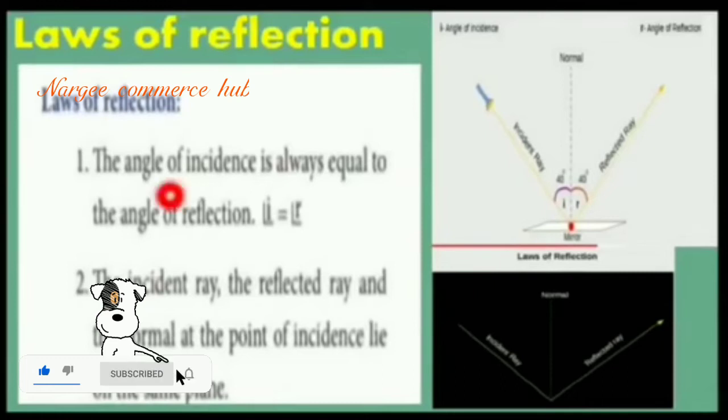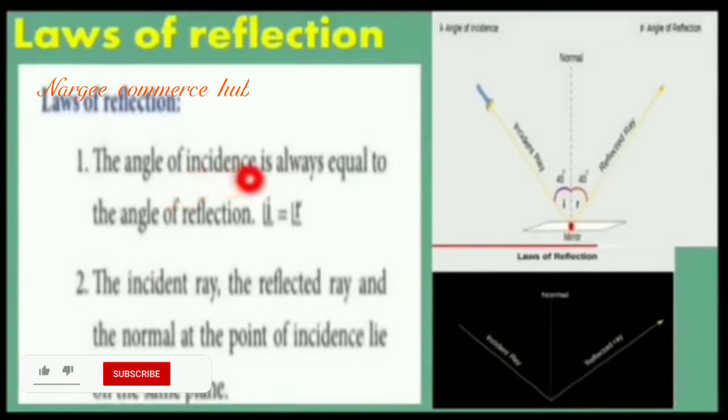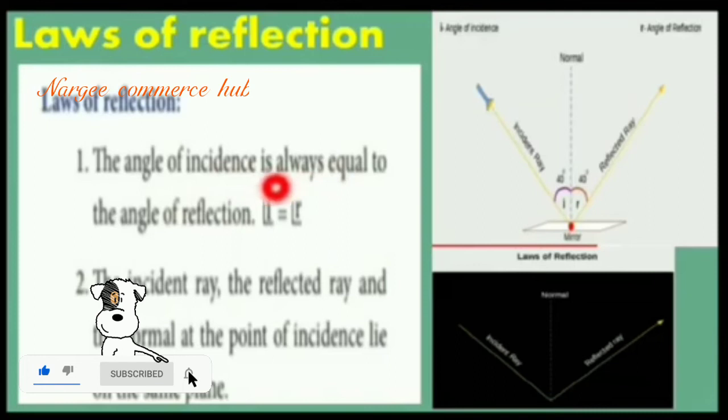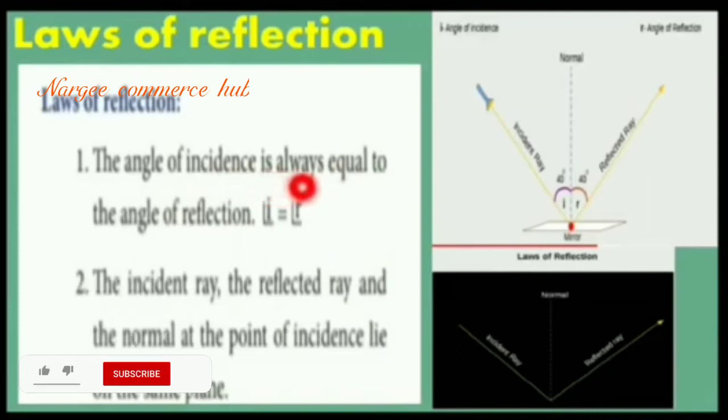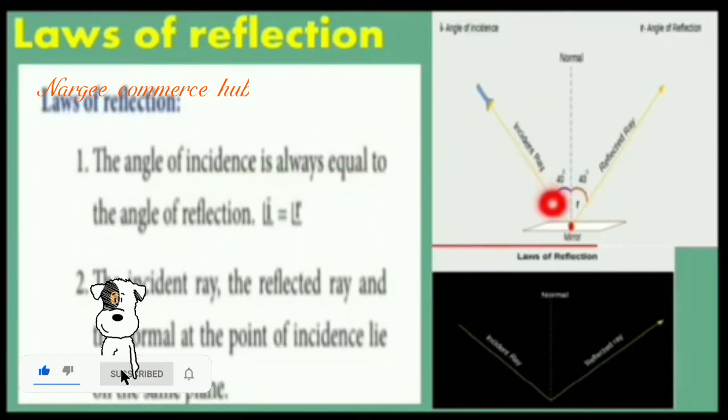The first law is the angle of incidence is always equal to the angle of reflection. So angle I is equal to angle R. Look at this picture. Suppose the angle of I is equal to 40 degrees. What is the angle of reflection? The angle of reflection is also 40 degrees, because according to the laws of reflection.